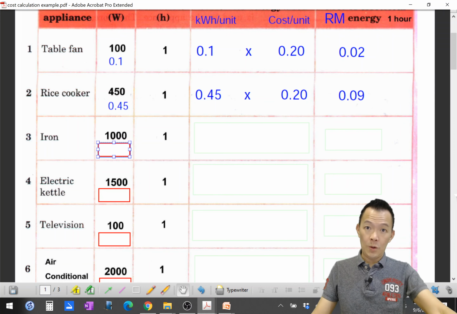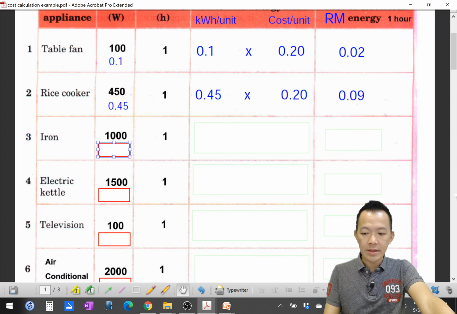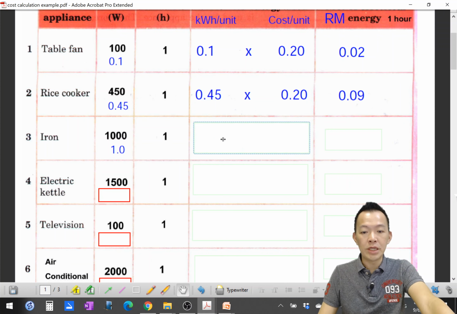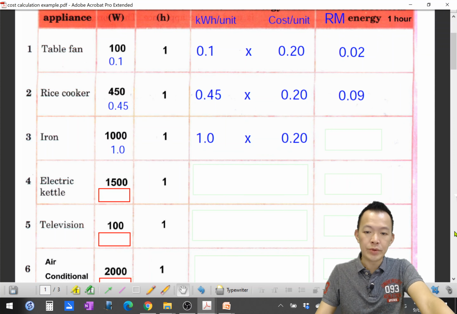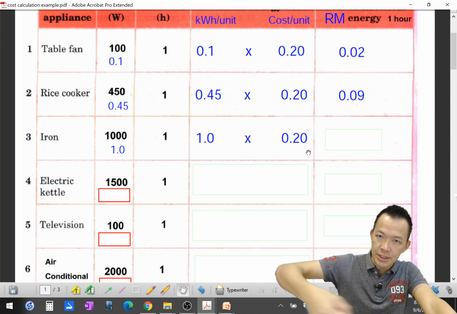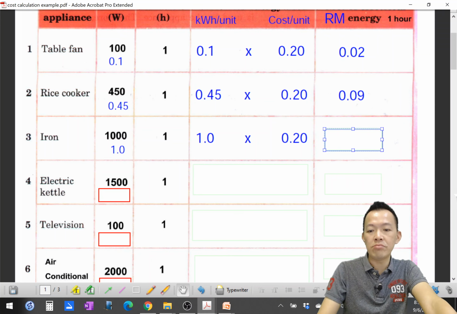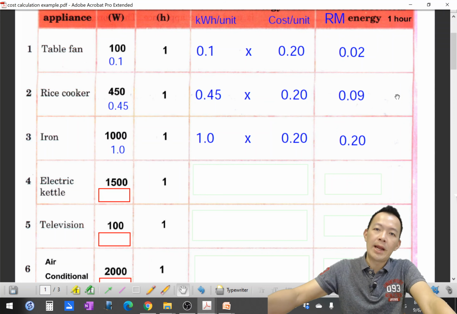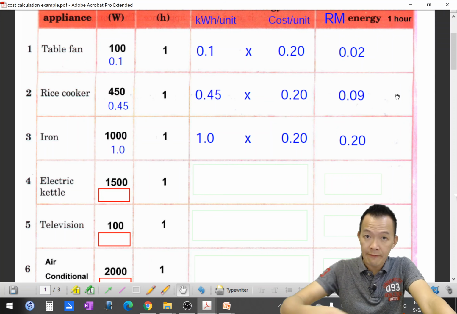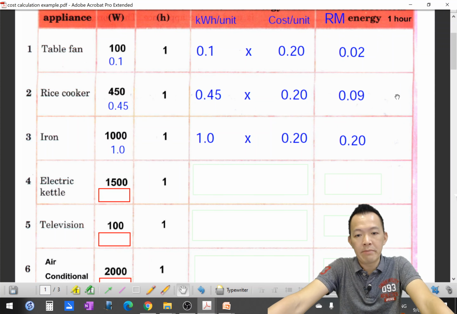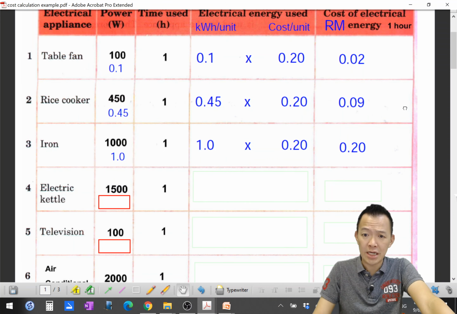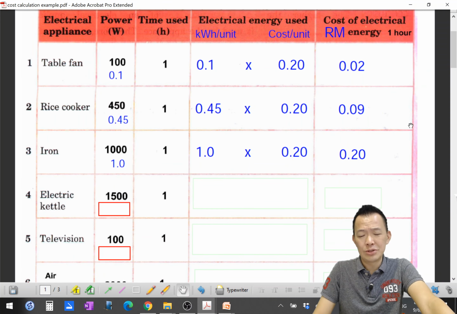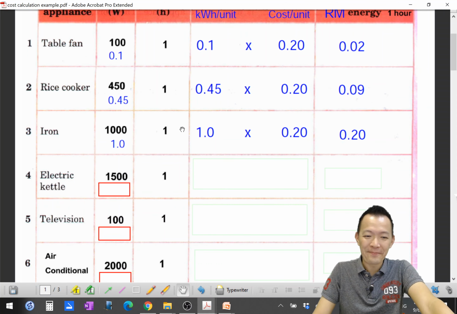Electric iron, 1000 watts, equal to 1 kilowatt. So 1 kilowatt for 1 hour equals how many units? 1 unit, times 20 cents. So if you iron shirts for 1 hour, you need 20 cents. But nobody irons a shirt for 1 hour. If your husband helps you iron the shirt for 1 hour, you'll be scolded half to death. He keeps scolding.